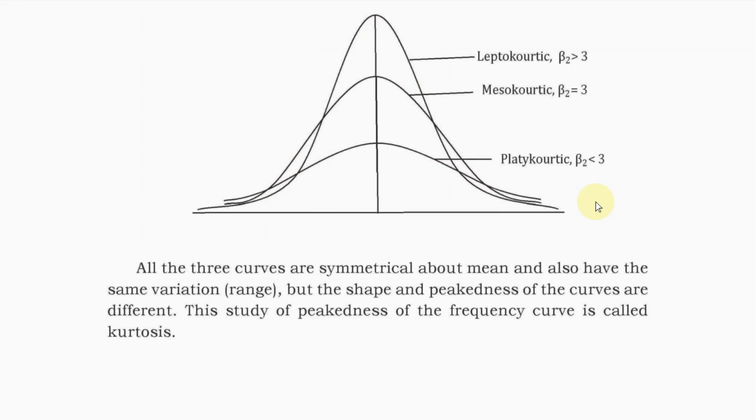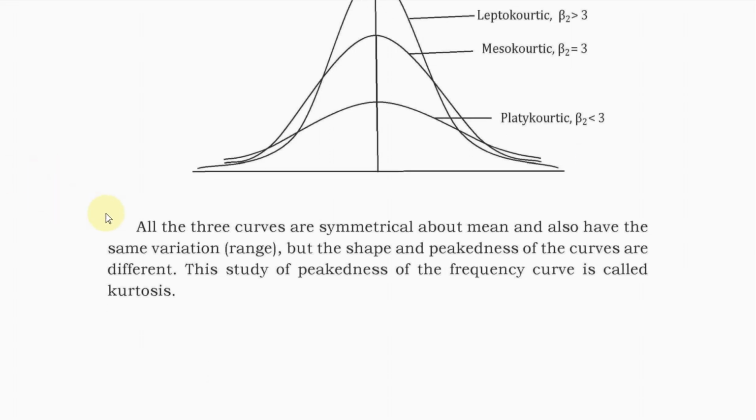That is, all of them might have the same mean, median and mode values, and the variation among the values might also be the same. That is, the mean and standard deviation of all the three distributions are the same. There is no skewness at all. The three distributions are completely symmetric. But we observe that the peakedness, the shape of the curve, changes here. So the study of this peakedness of the curve is called kurtosis.